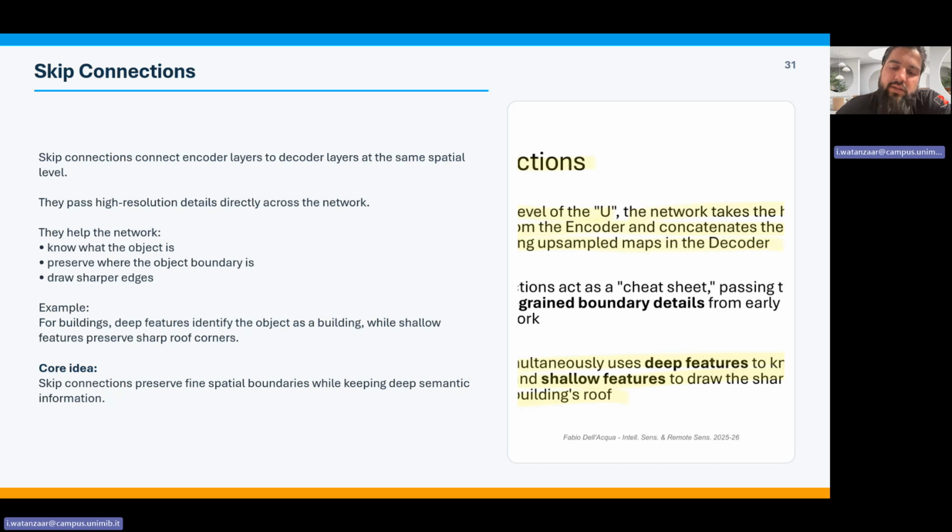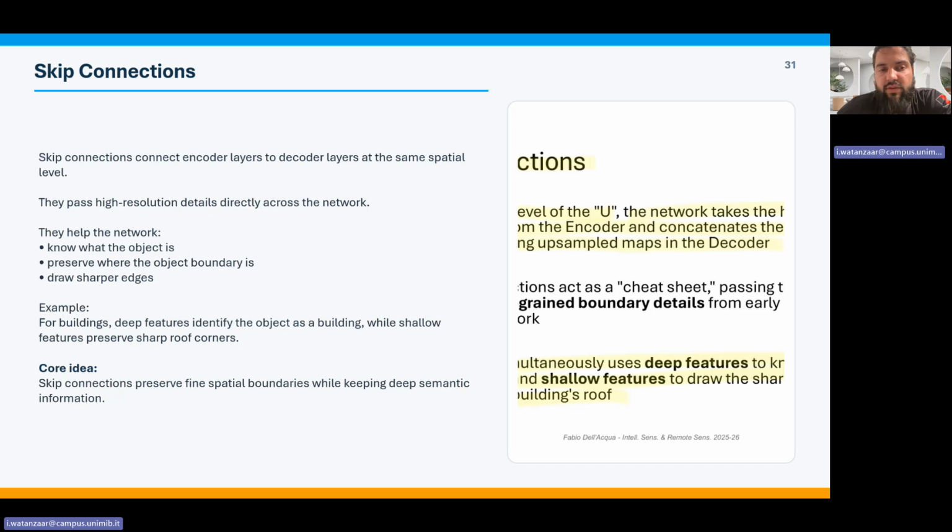Let's suppose a certain building is there, so they can precisely identify it using the U-Net skip connection while connecting the encoder and decoder at the same spatial layers, because in one layer we are reducing the size, in the other we are increasing the spatial information. So they know first of all what the object is, and the boundaries are preserved and the edges sharper. So for example, for the building, deep features identify the object as a building, while shallow features preserve sharp roof corners. This is exactly the difference the skip connection is making.